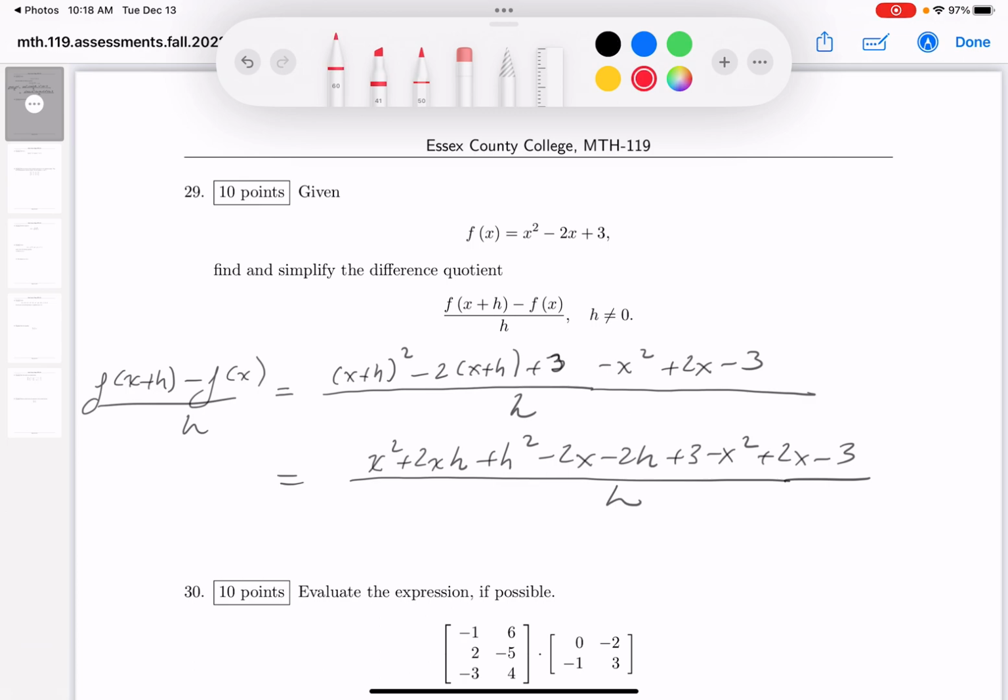I see some things disappearing. For example, the x squared's gone, the 2x is gone, and the 3 is gone. Now I'm going to divide through by h. And what do you get? You would get 2x, dividing every term that's left on top by h, plus h, minus 2. Final answer. Let's go to the next question.